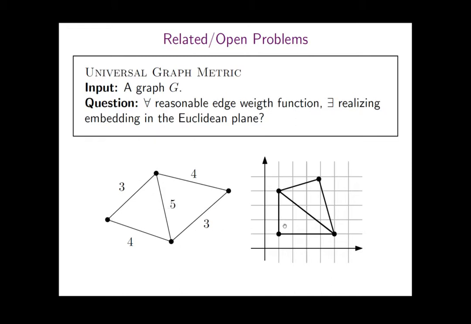And now the realization would be the following. Here this edge has length 3. In this embedding in the plane, this edge has length 4, and this edge has, by Pythagoras, length 5. And this is what we want to achieve for any reasonable conditions on these, or for every edge weight function which is reasonable, we want to find an embedding.